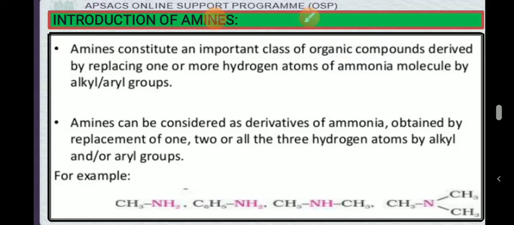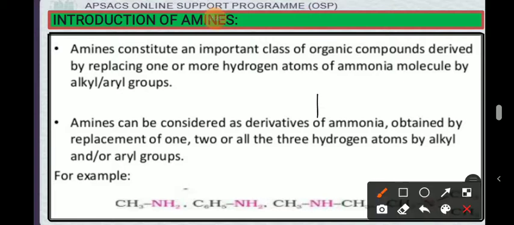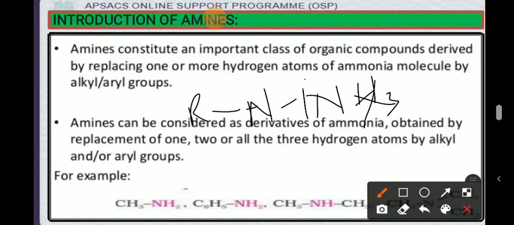So what does it mean? It means that we don't need to have all three hydrogens attached to the nitrogen. We can remove all three hydrogens and replace them with R or aryl benzene rings, and still they will be considered as amines. This is the example given here.